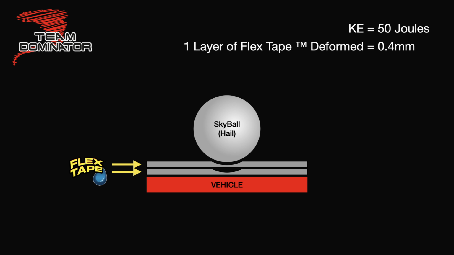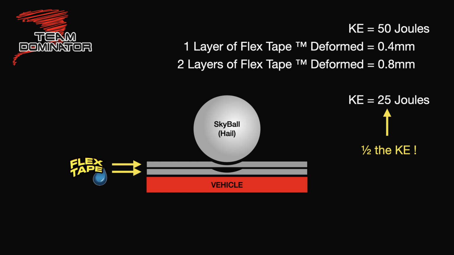Let's see how that changes with 2 layers. 2 layers gives us double the distance for deformation, which equals 0.8 millimeters. This halves the kinetic energy, giving us 25 joules. This technique of increasing distance after impact to reduce the impact force is used when we jump from a height onto the ground and we bend our knees, increasing the distance travelled, and also is the reason for crumple zones in vehicles. There is also a rubberized coating that some storm chasers spray on their vehicles to reduce the damage from hailstones, which uses the same principle.